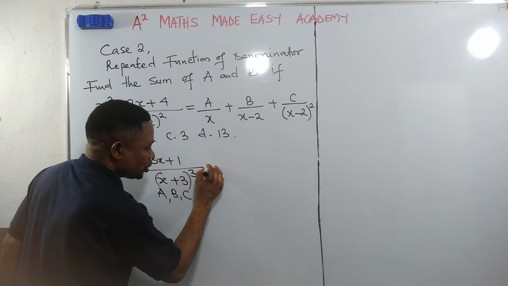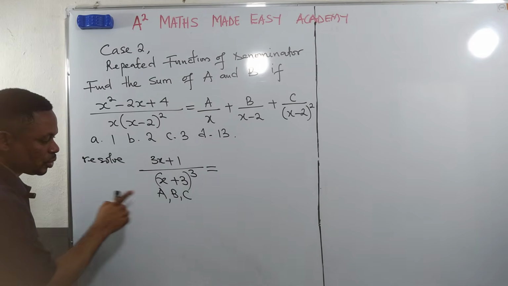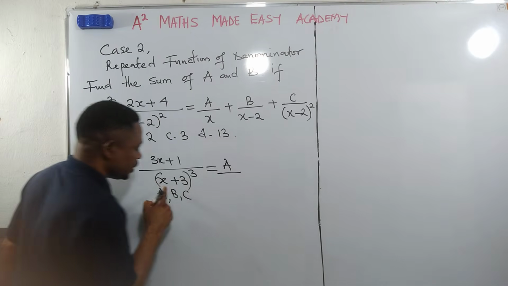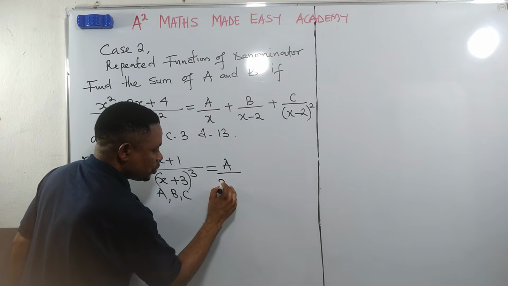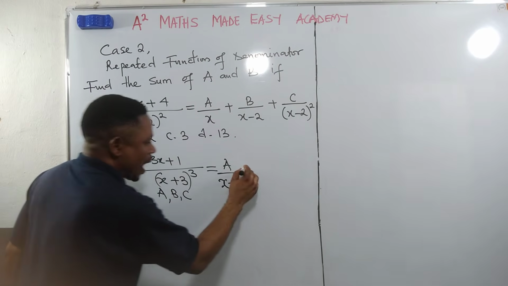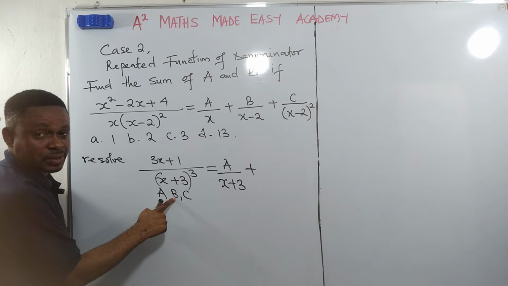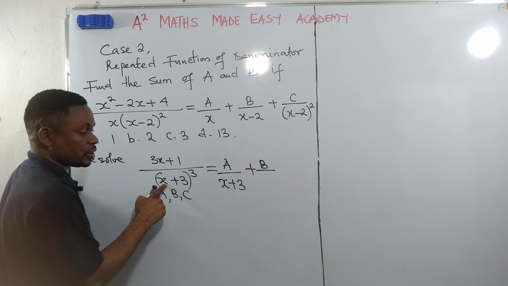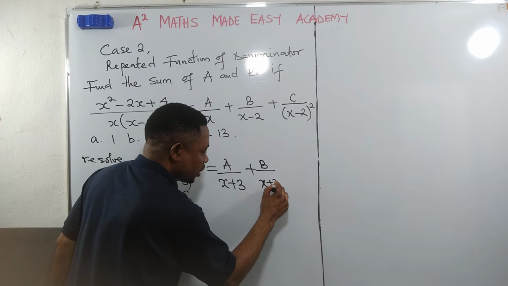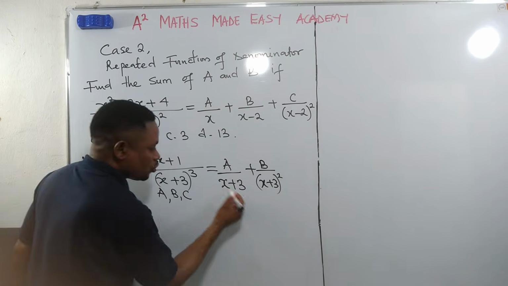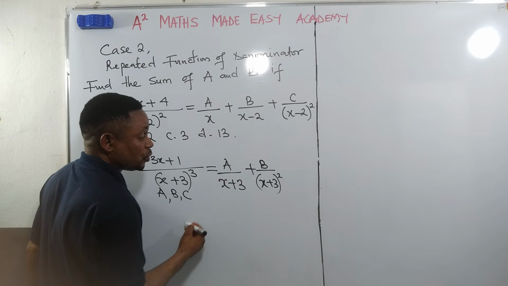How do we start? Watch this. I will now say equal to, start with the first one. The first one is A divided by the denominator. What's the denominator? You start with x plus 3 first. Am I communicating? Then I will now add and move to the second constant. The second constant is B, still divided by the denominator. I will have it as x plus 3, but this one is to power 2. Am I communicating? The first one is to power 1. That is why I did not introduce that one.